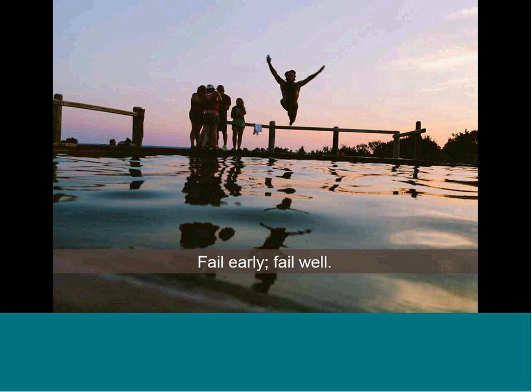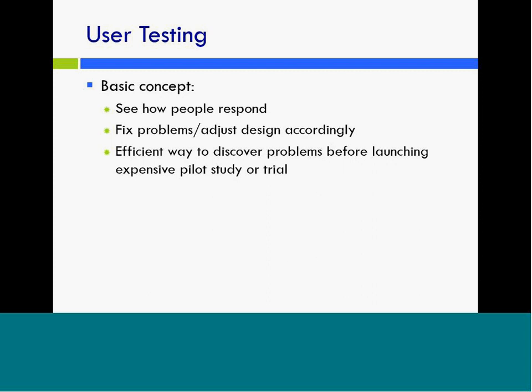Another thing in user-centered design is fail early and fail well. By fail early, what I mean is you get feedback as early as possible, and fail well means you learn from that feedback, and you use that feedback to improve your design. So the concept with user testing is you want to see how people respond. It isn't that you want to see what they think. Opinions matter, but it's not just their opinions. You also want to see how they react. You use those data to fix problems and adjust your design accordingly. And again, the reason that this is a powerful method is because it's an efficient way to discover problems before launching an expensive pilot study or trial.